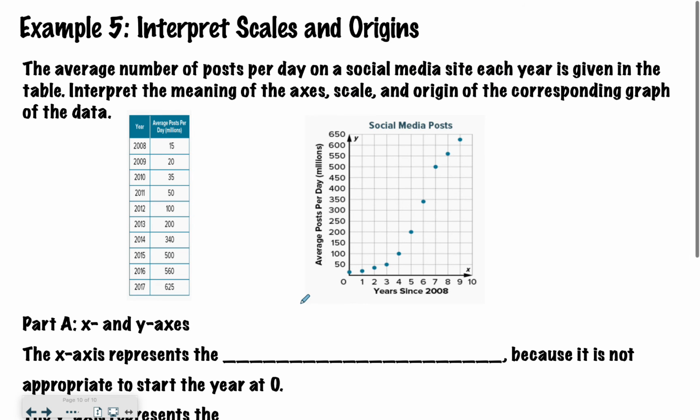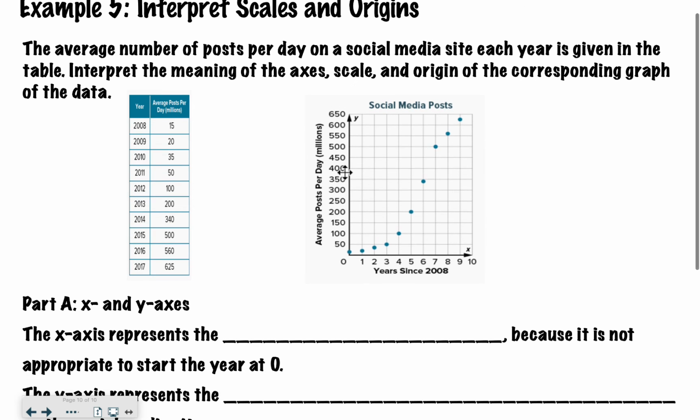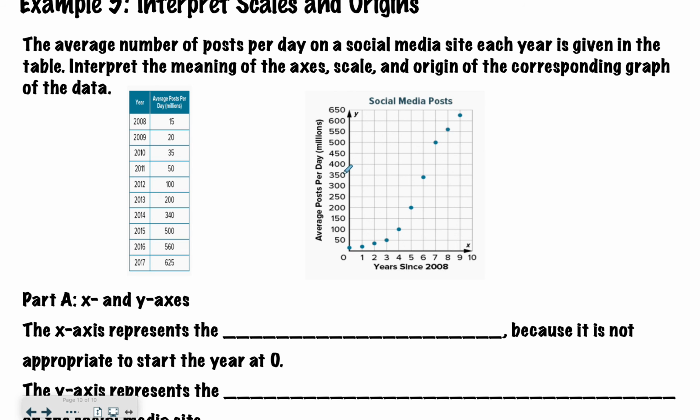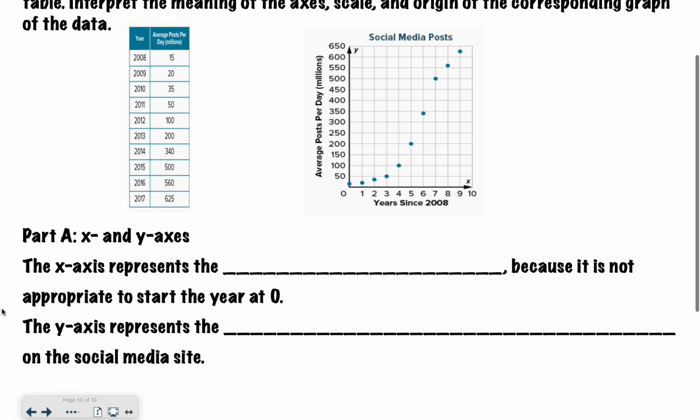All right, now, example 5, interpret scales and origins. So this time you're given the information and you need to tell me what it means, okay? So the average number of posts per day on a social media site each year is given in the table. Interpret the meaning of the axes, the scale, and the origin of the corresponding graph of the data. Okay, so we have our table, we have our graph. So let's talk about what do the x and y axes represent. So the x-axis represents, let's not overthink this, it literally tells us right here, years since 2008.